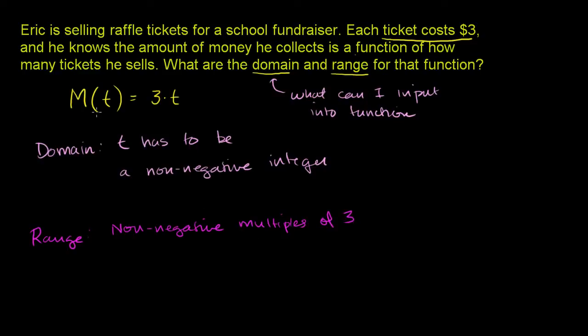Think about it. He'll never be able to collect $2 because he could either sell 0 tickets and get nothing. Let me write this down. He might sell 0 tickets, so m of 0, he's going to get $0. If he sells 1 ticket, he's going to get $3. If he sells 2 tickets, he's going to get $6. So he's never going to be able to get 2 or 4. Every possible value for the amount of money he collects for our function has to be a multiple of 3. It's going to be a non-negative multiple of 3 because the domain is non-negative integers.